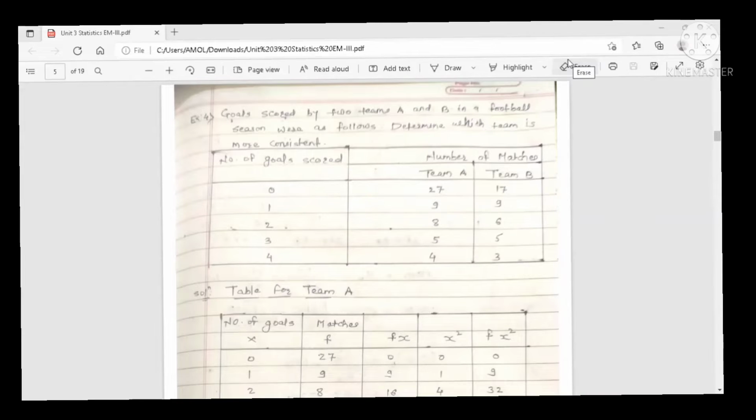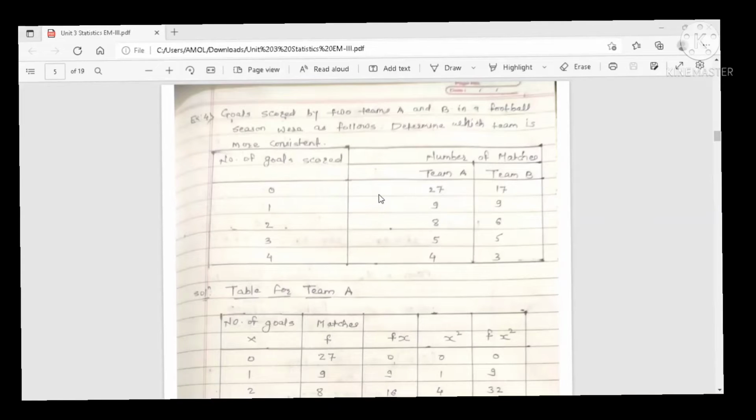See the example. Goals scored by two teams A and B in a football season were as follows. Determine which team is more consistent. Here in this example, the data of two teams, team A and team B, is given: the goals scored by the two football teams.